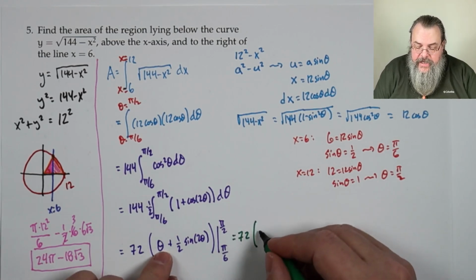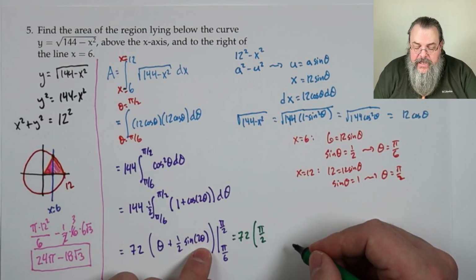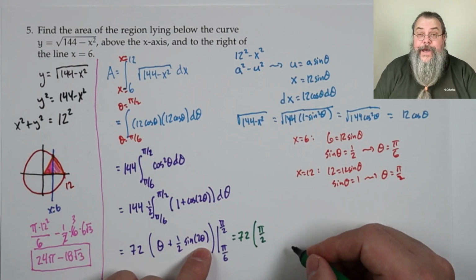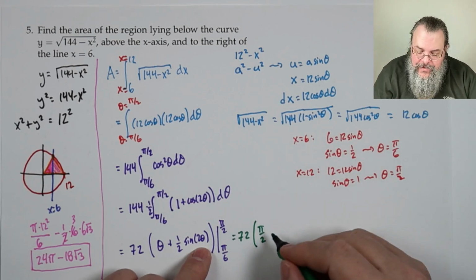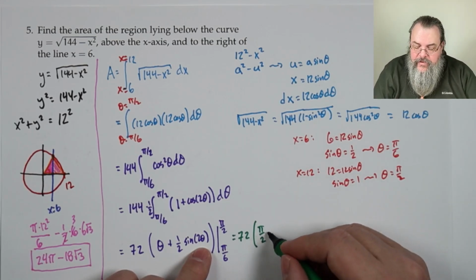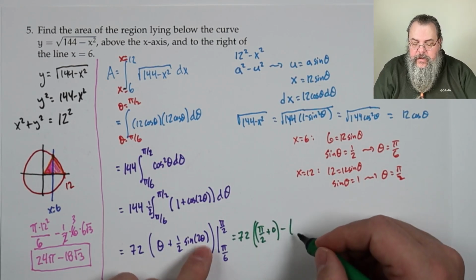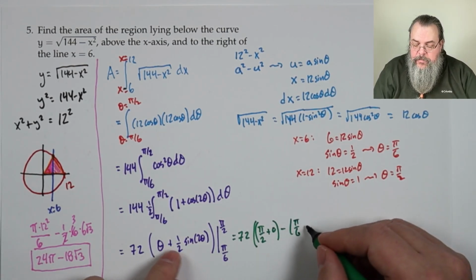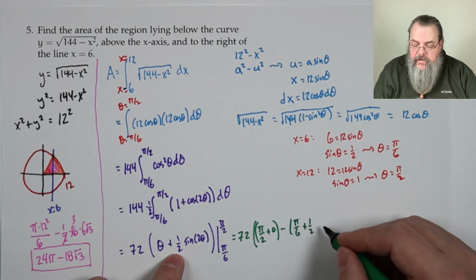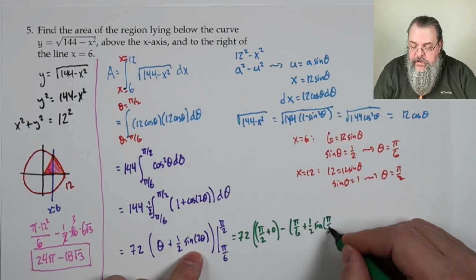So we have pi halves. That's good news. Sine of pi, 0. That's great news. Whew, good. So plus 0. All right, and then we're going to subtract. Plug in pi over 6: pi over 6 plus 1/2 sine of pi over 3.